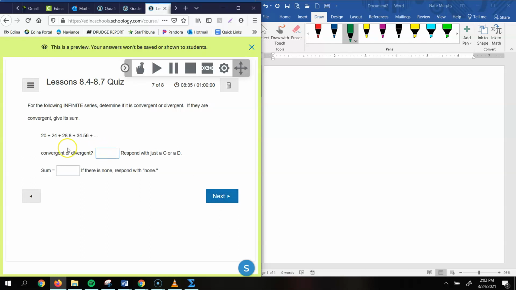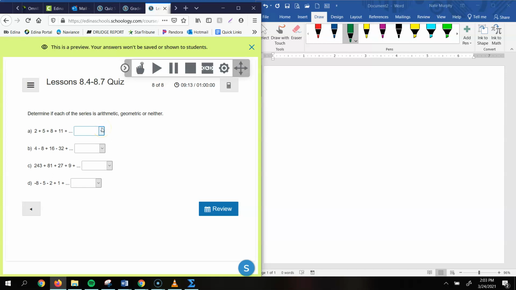Here's another one, where we're going from 20 to 24, from 24 to 28.8, from 28.8 to 34.56. So what's happening is if I took 24 divided by 20, I get 1.2. And if I took 28.8 divided by 24, I'd also get 1.2, and so on. So we're multiplying, and our constant ratio is 1.2. You might think that means we're going to have a sum here. Well, that's not the case. If your value for r is bigger than 1 or smaller than -1, in a geometric series, it's divergent. And that's what's happening here. This would be divergent. And so for the sum, we would say none.